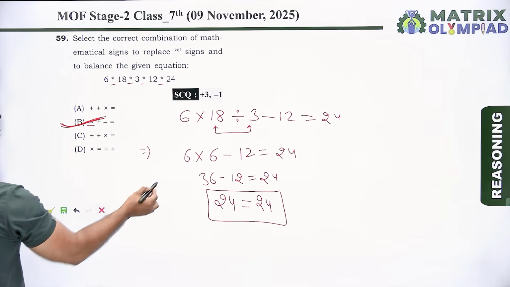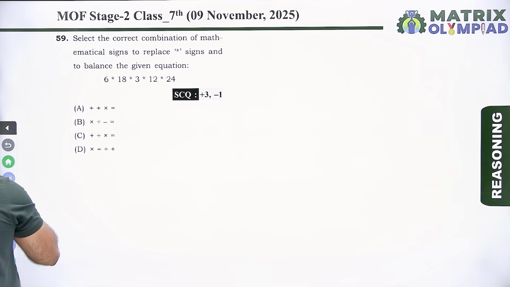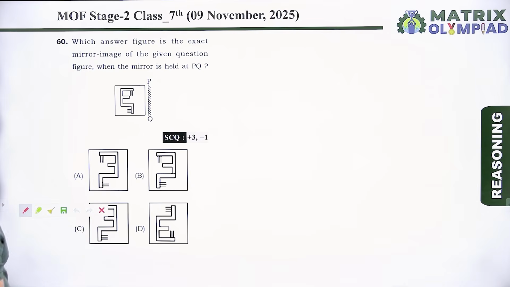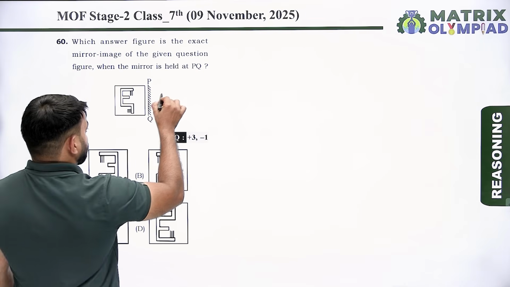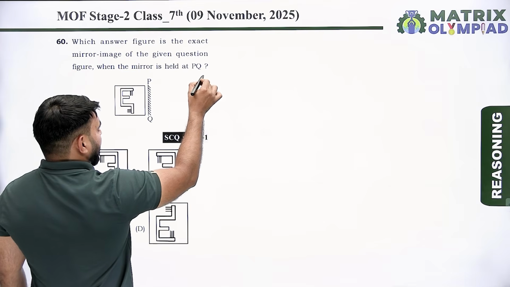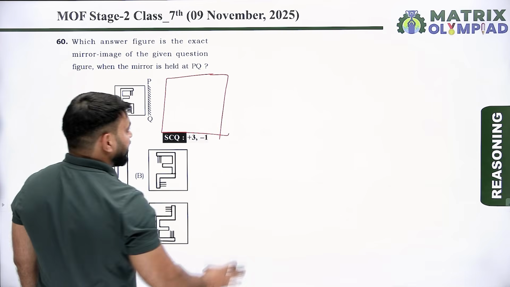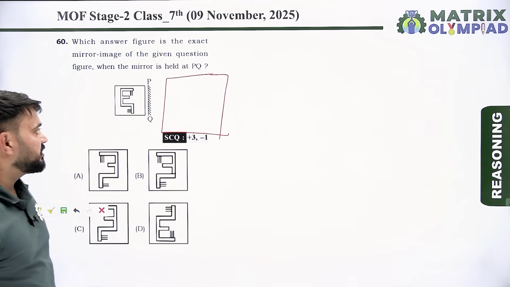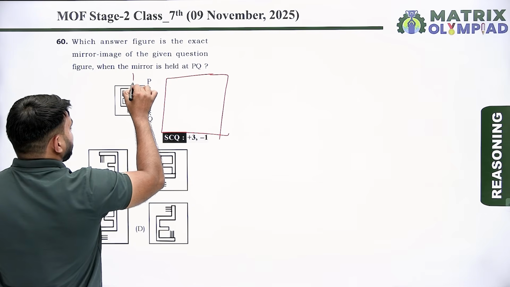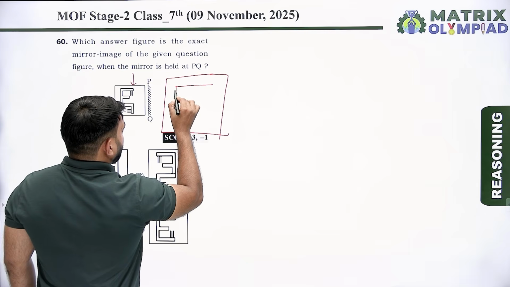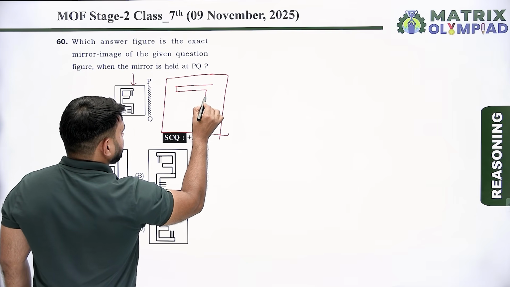Let's move on to the next question. So now the next question is question number 60. Find the mirror image of the given figure. So as we know, the part of an object which is near to the mirror will remain near to the mirror in the mirror image. So first find the mirror image of this part. So this part in the mirror will look something like this.